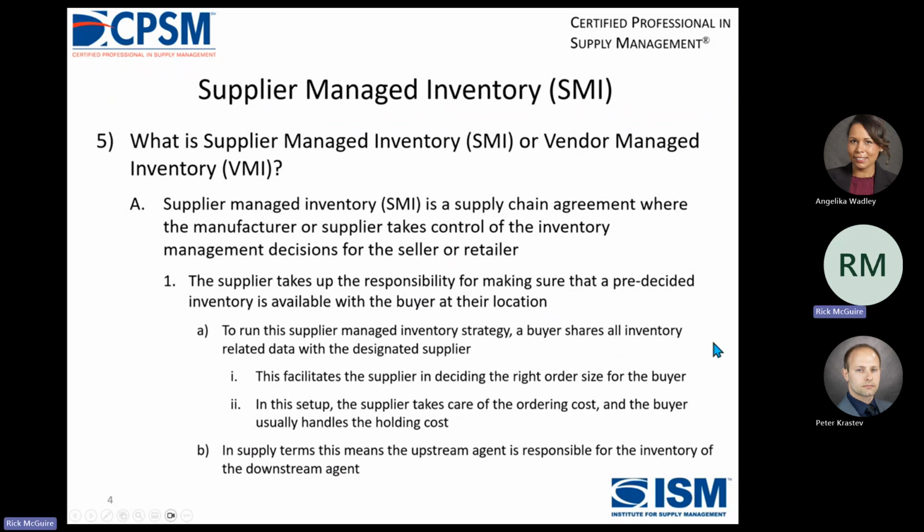Supplier managed inventory strategy. A buyer shares all inventory related data. This facilitates the supplier in deciding the right order size for the buyer. In this setup, the supplier takes care of the ordering cost and the buyer usually handles the holding cost. So you can also set up VMI or SMI on consignment, which is where we don't pay for it until we use it. Usually that's not the way it's set up. Usually they'll just bill us monthly after they stock it. In supply terms, this means upstream agent is responsible for the inventory of the downstream agent.